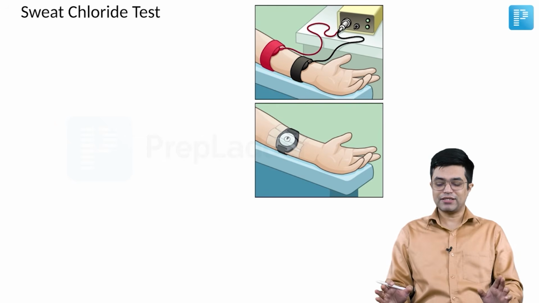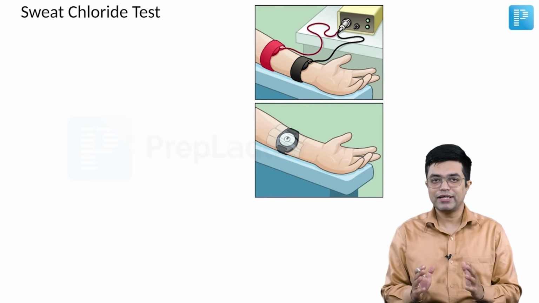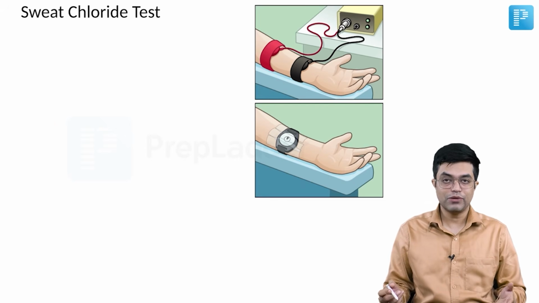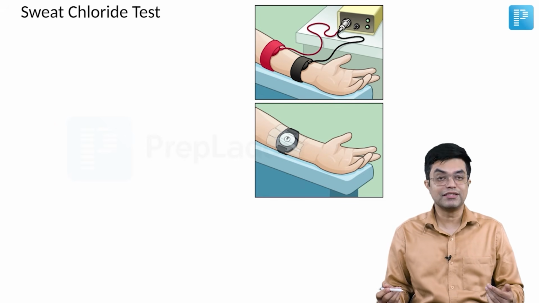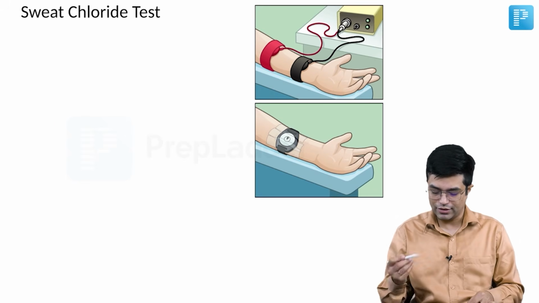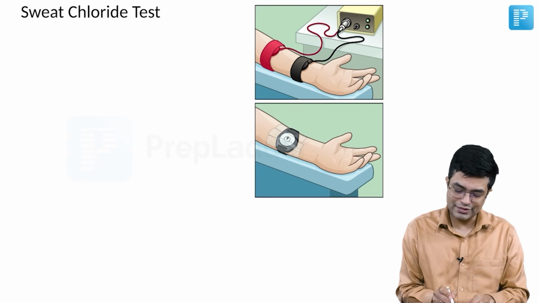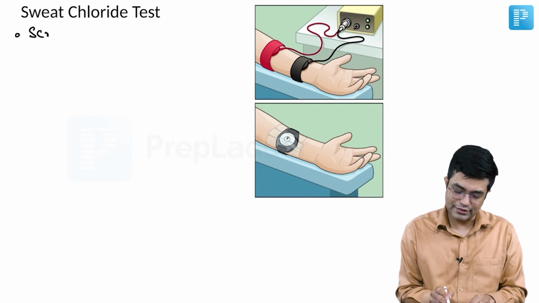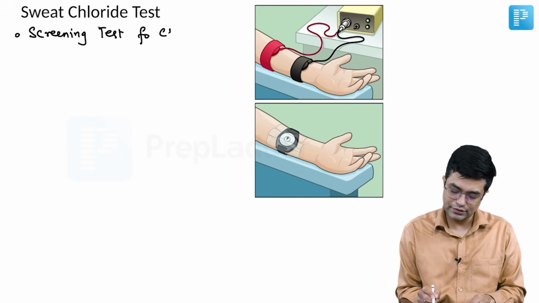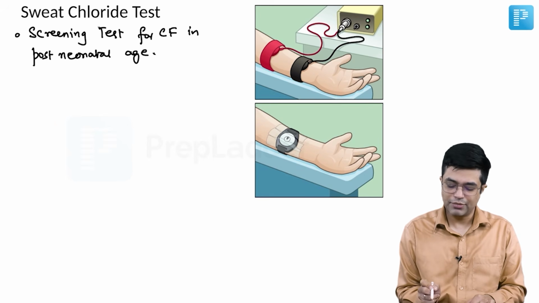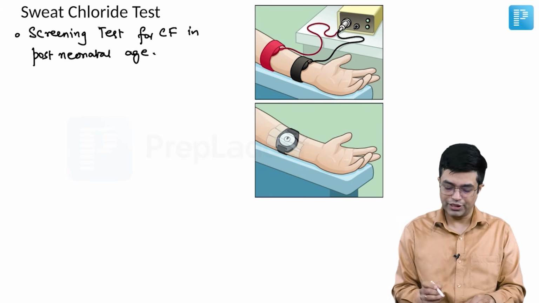The first thing we'll be discussing is sweat chloride test. Sweat chloride test is considered to be a screening test for cystic fibrosis. As you can see here, they can show you a picture and ask you which test is being performed. This is sweat chloride test which is being performed here. I'll come to it in some time. So what are the key points that you should first of all know? Sweat chloride test is considered to be the screening test for cystic fibrosis in the post-neonatal age. It is not useful as a screening test in the newborn, but it is the screening test for cystic fibrosis in the post-neonatal age.